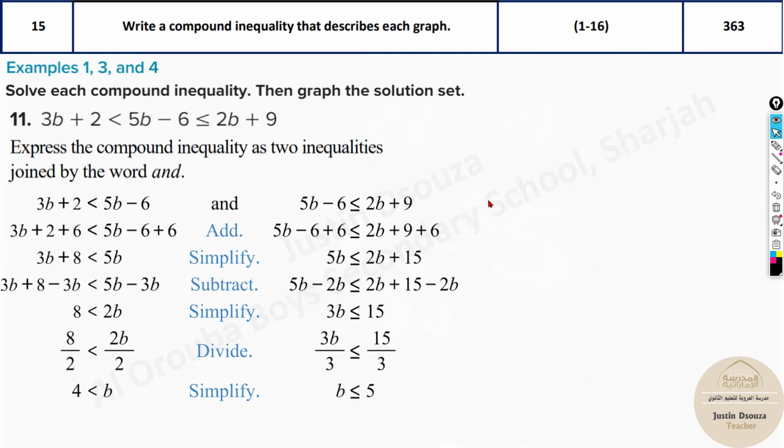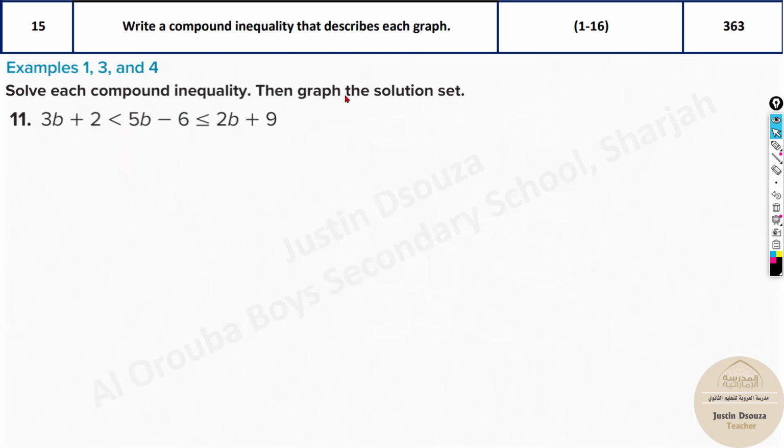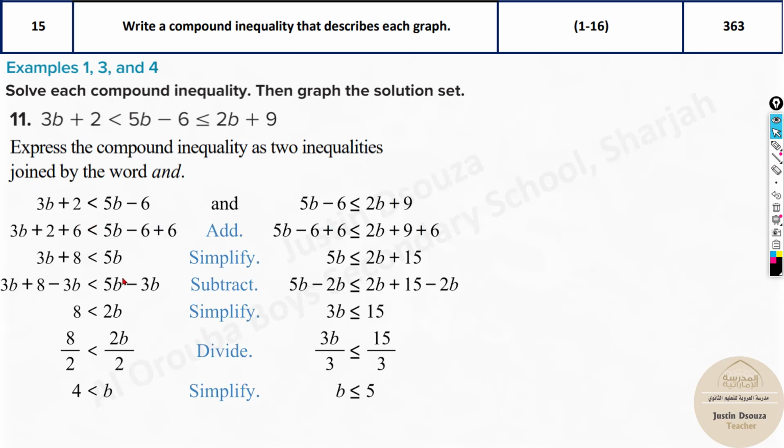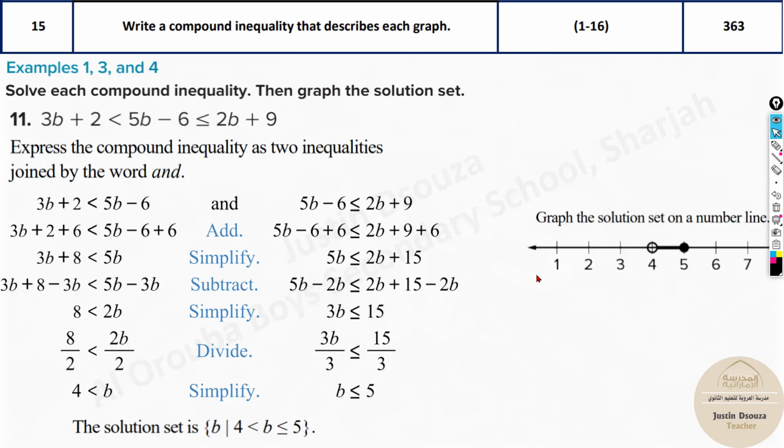So okay, now you can see. Don't use the method which I told you, directly adding 6. You can do that and simplify, but you won't get the exact answer. So it's better to take it separately, this and this. Why? Because in 3b plus 2 less than 5b minus 6, there are two variables, and again 5b minus 6 less than or equal to 2b plus 9, there are two variables here. Solve them separately. You can see the method steps, each and every step over here. We will get two answers: 4 is less than b and b is less than or equal to 5, and then you can graph them. This is the solution. This is an "and" problem because they are compounded with "and", this and this.